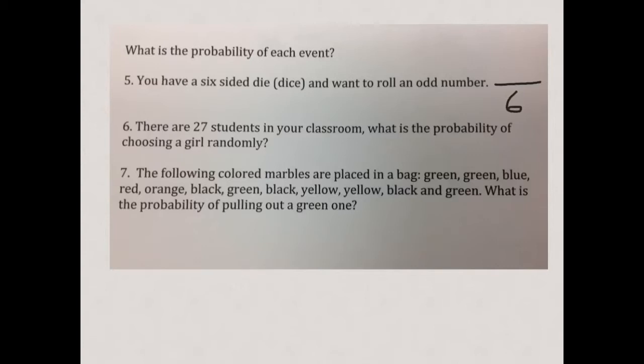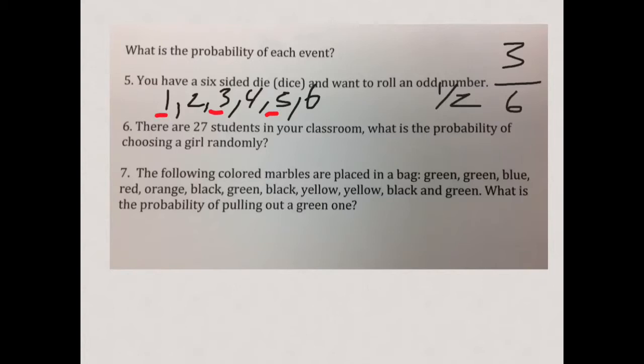Now, if I want to roll odd numbers, I think, okay, what are the sides to a die? 1, 2, 3, 4, 5, and 6. My odds are 1, 3, and 5. So, 3 out of 6, which can be simplified down to 1/2.